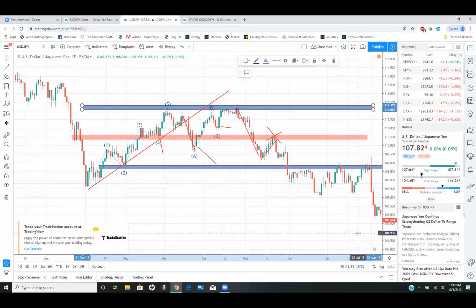Now we have the 5 waves: 1, 2, 3, 4, 5. Market came back up, couldn't break the zone, right? What happens? Strong push to the downside. All right, but great job on this. I want you to keep practicing it.